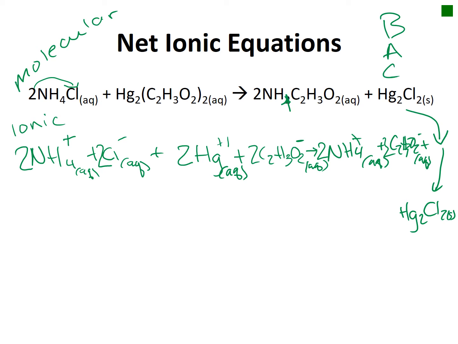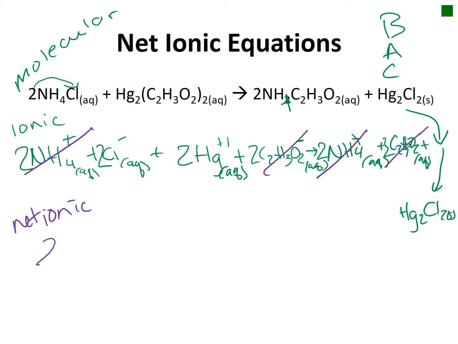All right, now I'm ready to cross out the ones that are my spectator ions. So this would be my complete ionic equation. Now I need to do my net ionic. Okay, and then we get to cross off the ones that are exactly the same on both sides, which would be your acetate and your ammonium.